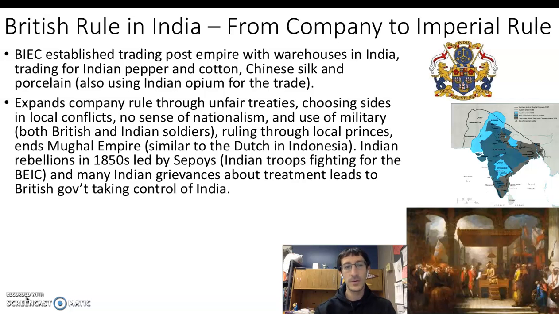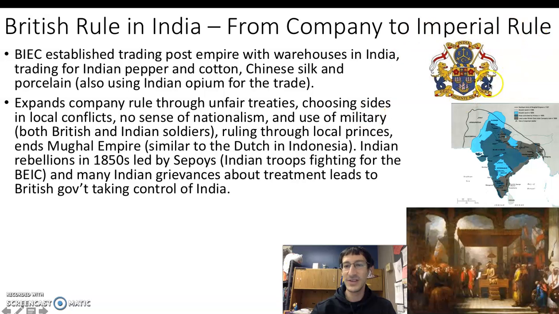So now what we're going to do is look at specific types of rule that was used by a number of Europeans. So we're going to look at case studies in India, and then also talk about Africa, and then a little bit also within Asia, in the middle there. So within India, it went from company rule from the British East India Company to actual imperial British rule. And so we're going to define what that is and how that exactly happened.